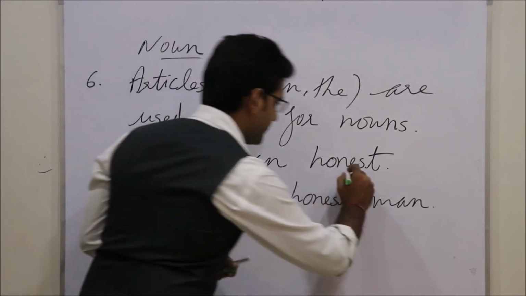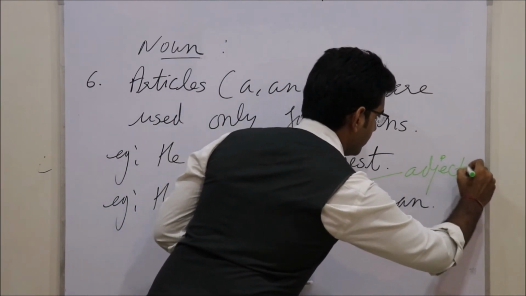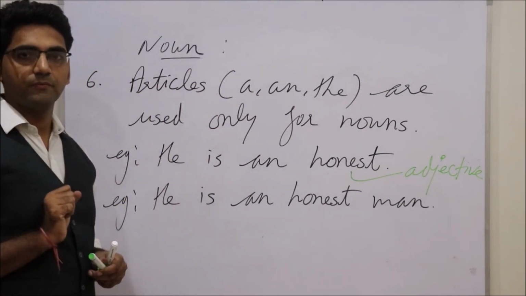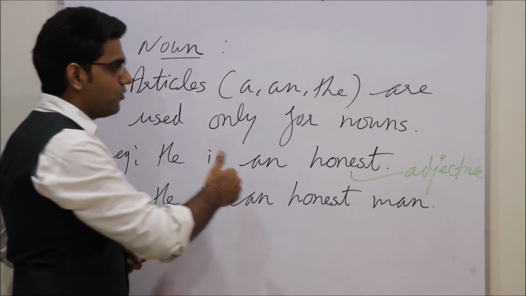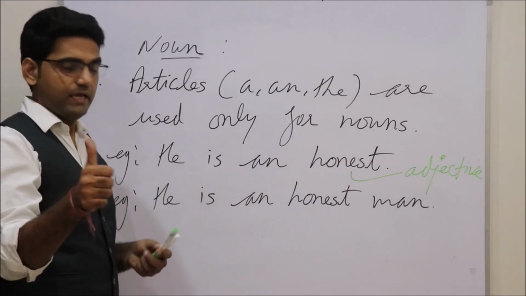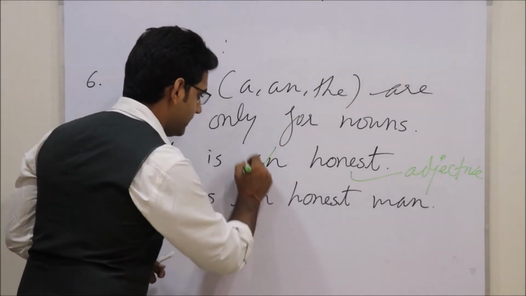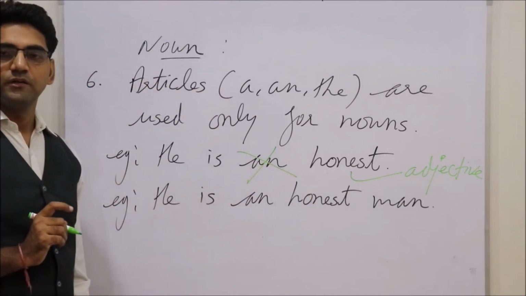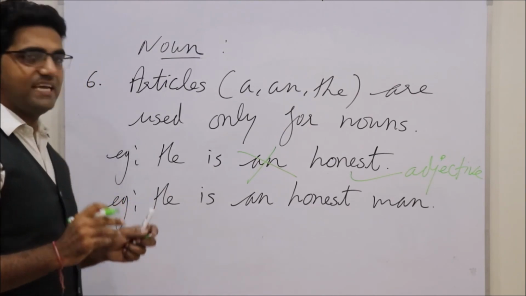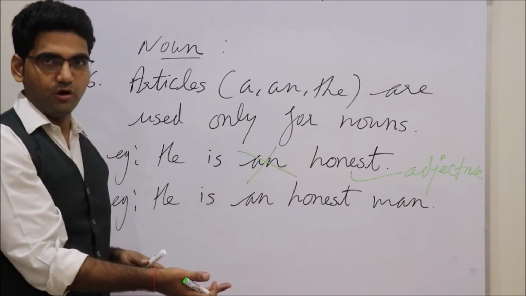Honest is an adjective in English. There is no noun after honest. And if there is no noun, my dear, there cannot be any article. So that becomes a grammatical error if you say he is an honest, because there's no noun after honest.